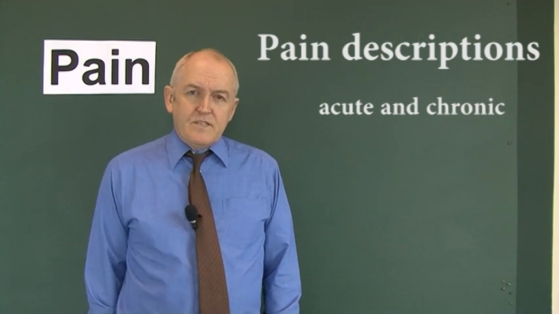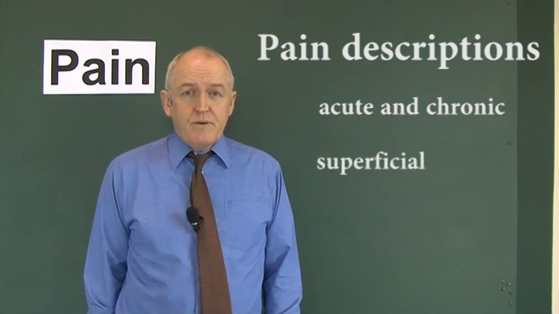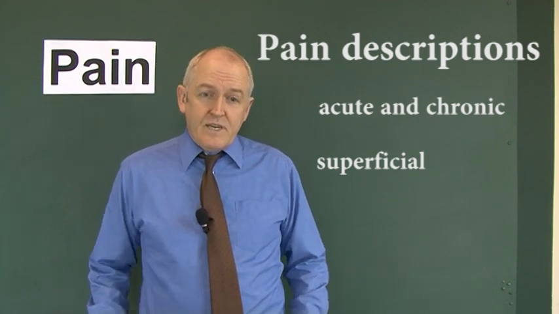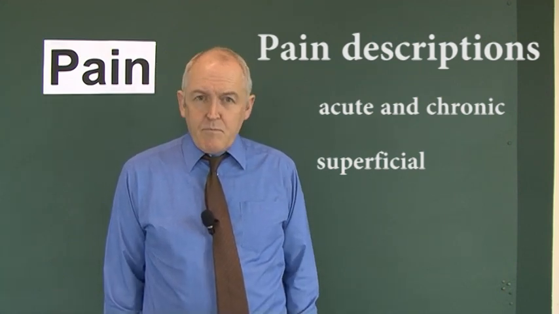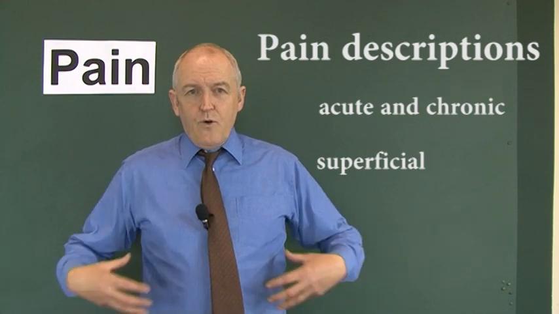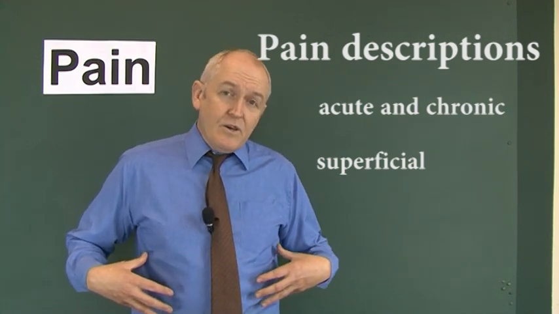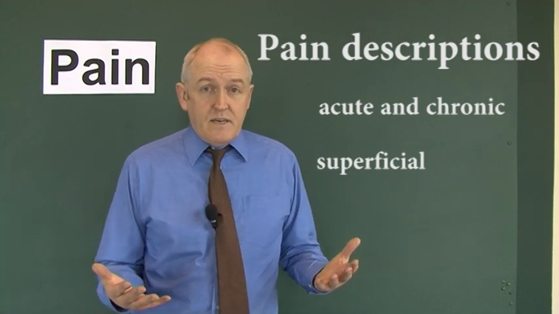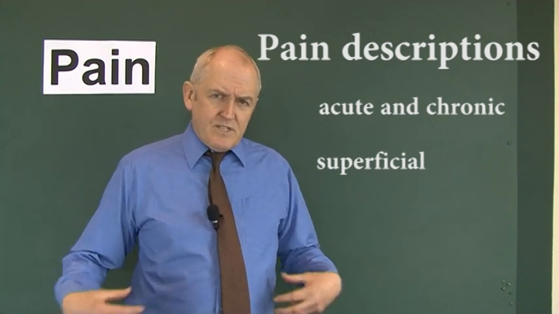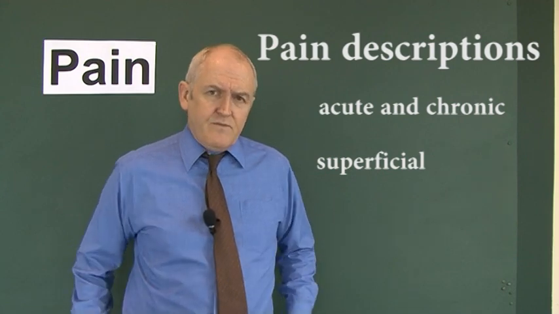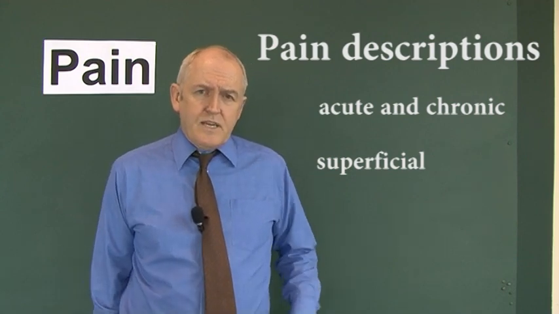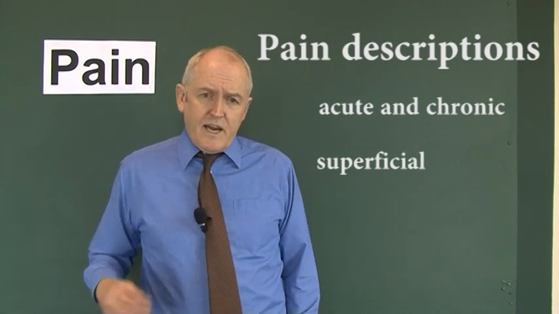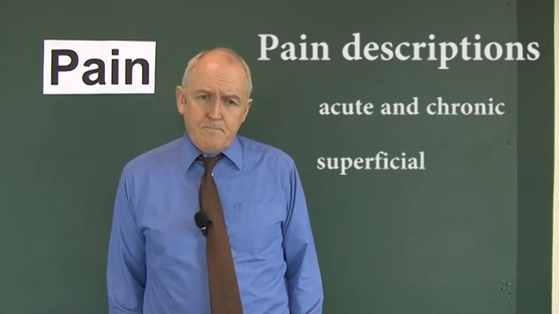Sometimes we describe pain as being superficial or deep, and that's exactly what it says. A superficial pain would involve the surface of the body, whereas a deep pain could be from the bones or from the organs, and the pain often feels like it's deep inside as opposed to a superficial pain. So if we ask our patients where is the pain, they can normally tell us whether it's superficial or deep, which of course can give us some very useful clinical information, especially if we're trying to diagnose what's wrong with the patient at the time.